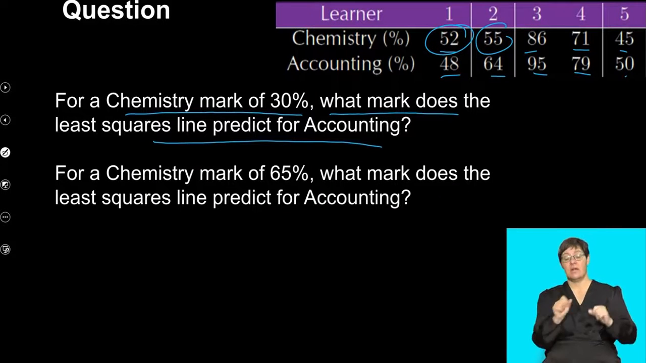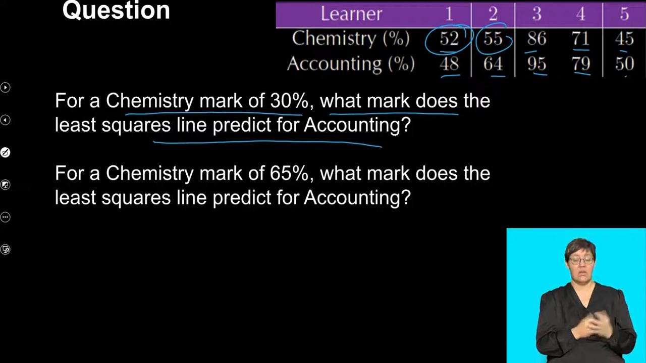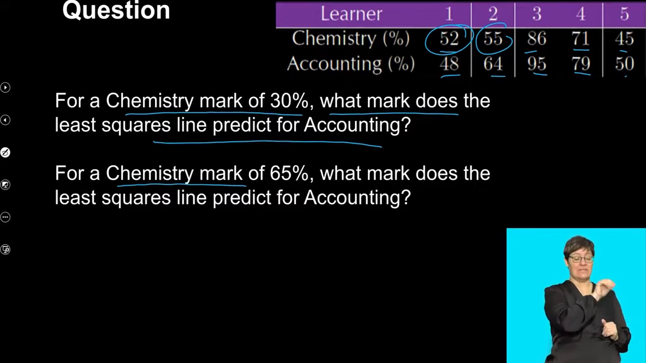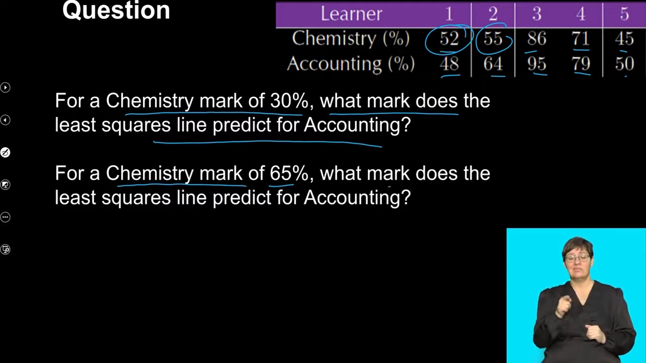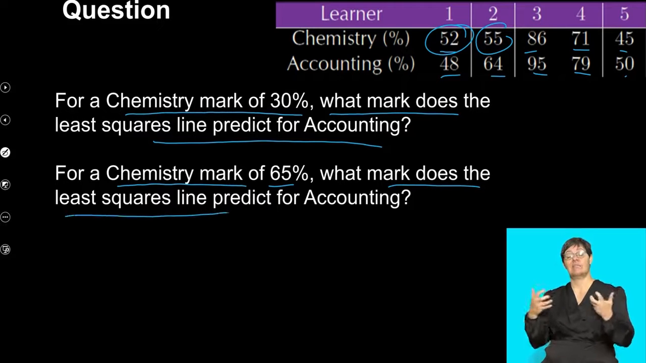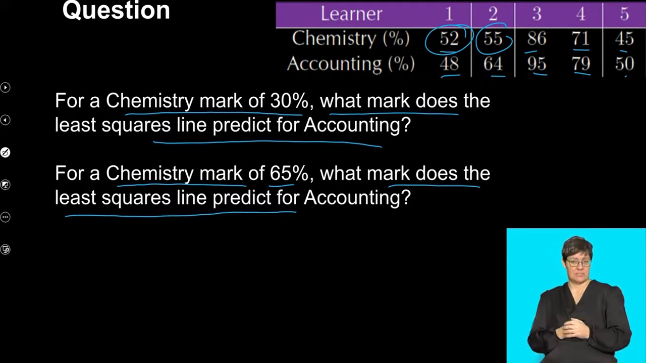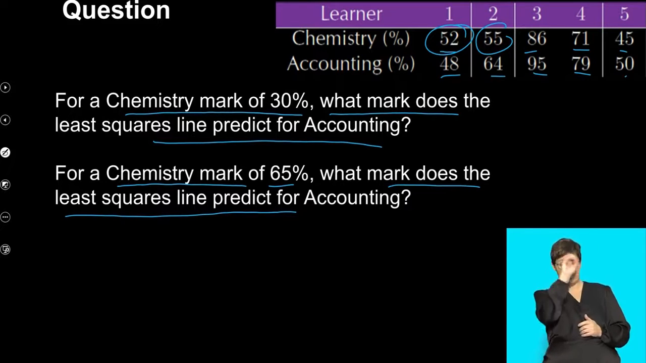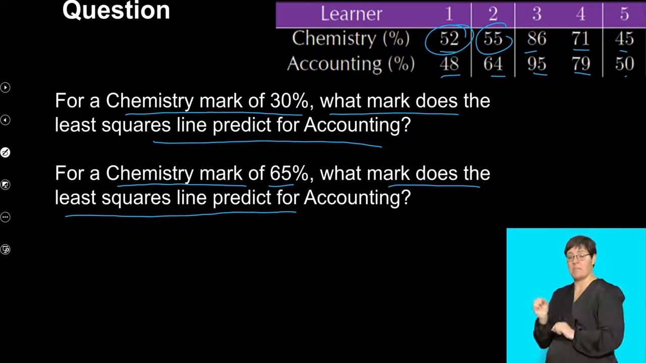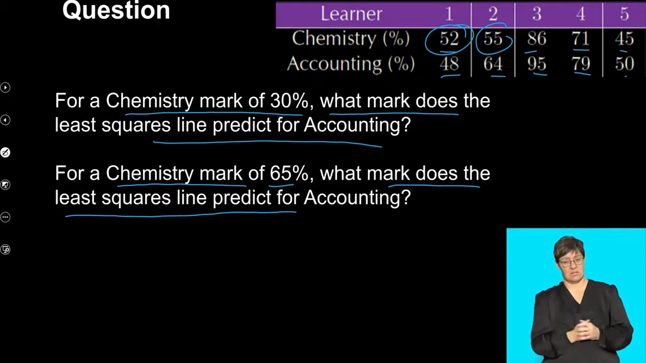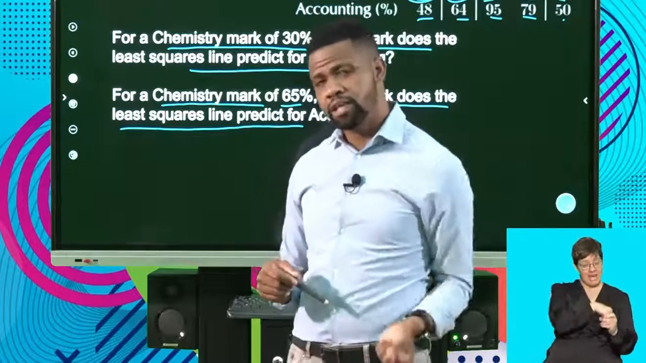Then the next question is, for a chemistry mark of 65%, what does the least squares line predict for accounting? If I get 30%, what is my accounting mark? If I get 65% for chemistry, what is my accounting mark? That's what we want to look at. But before we look at that, let's explore what interpolation and extrapolation are.